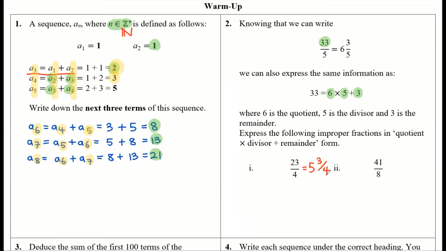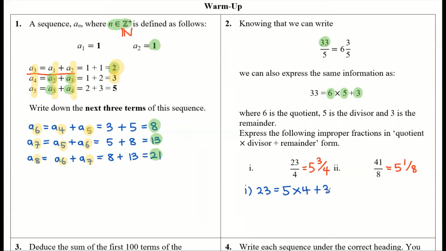Okay, and we'll do part 2 quickly as well. Again, 5 times 8 is 40. That will give me a remainder of 1, so it's 5 and 1 over 8. And let's write it in the form that's required. So for part 1, 23 in this case would be your quotient 5 multiplied by your divisor 4 and then you add 3.